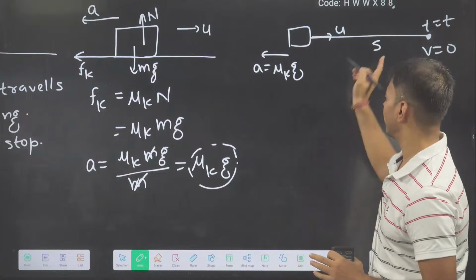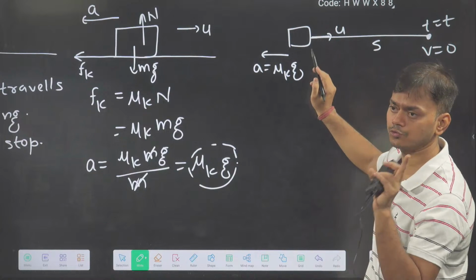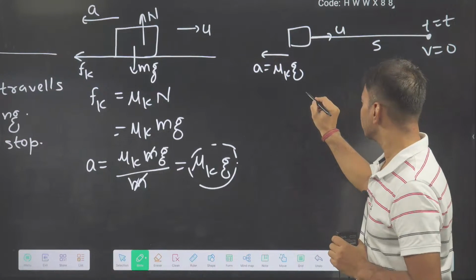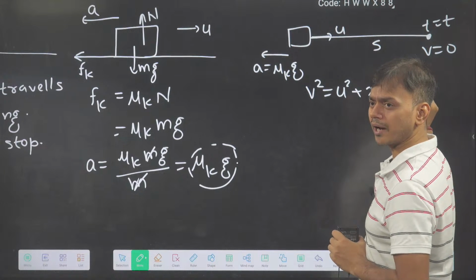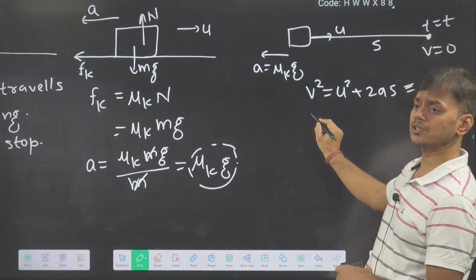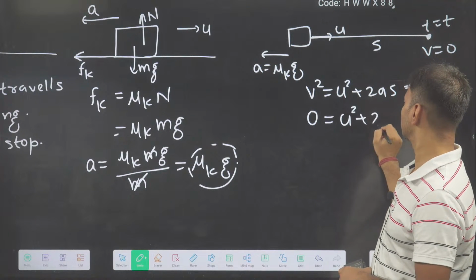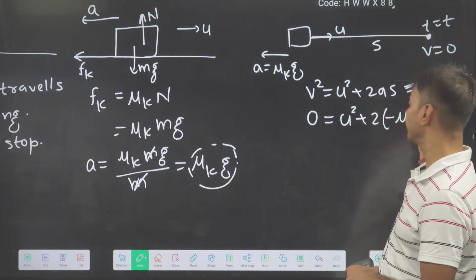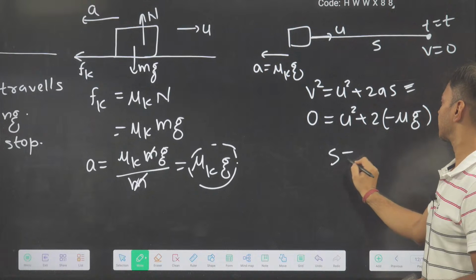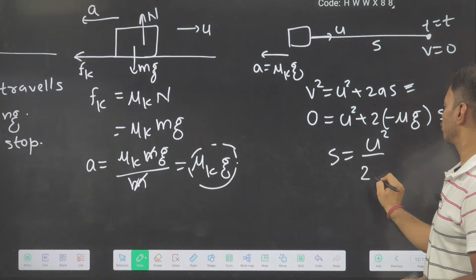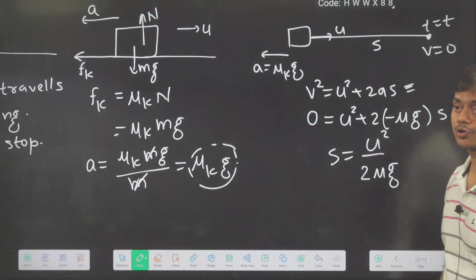For S I will be using the third equation because I know V, I know U. I can use V square equals U square plus 2aS. Not needed to write this equation in the exam. Just say V square in the mind and write 0, U square, and plus 2. A is retardation, so I am using a minus sign: minus mu into g into S. Stopping distance comes out to be U square upon 2 mu g.